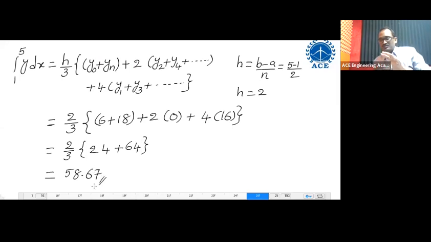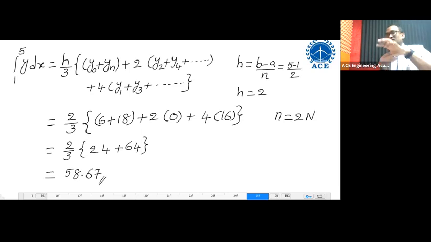Listen to me, all of you. I'll clarify your doubt. What does N mean? Capital N means number of subintervals. Small n is equal to 2 into N. So small n is equal to 2N.